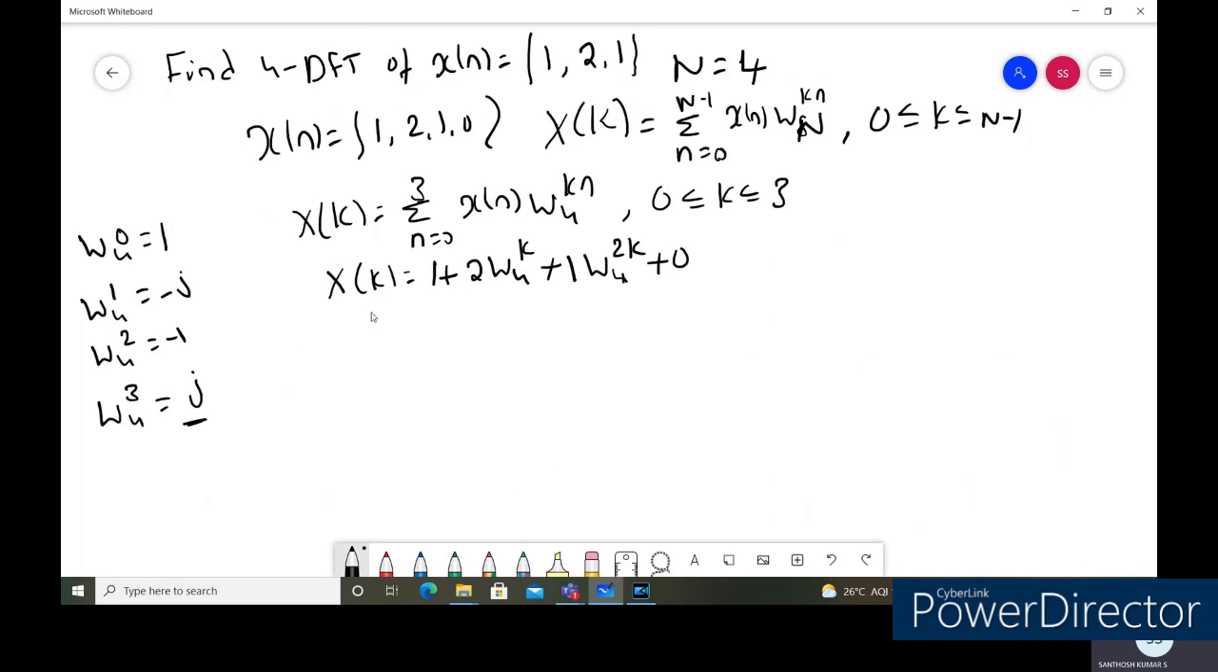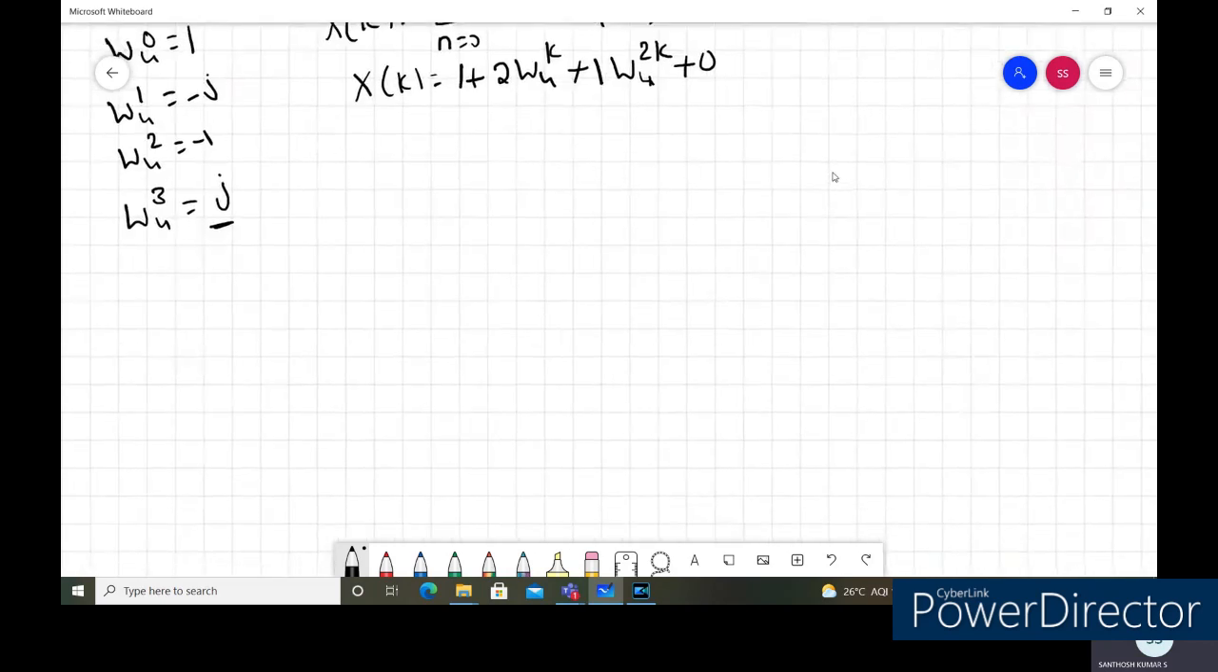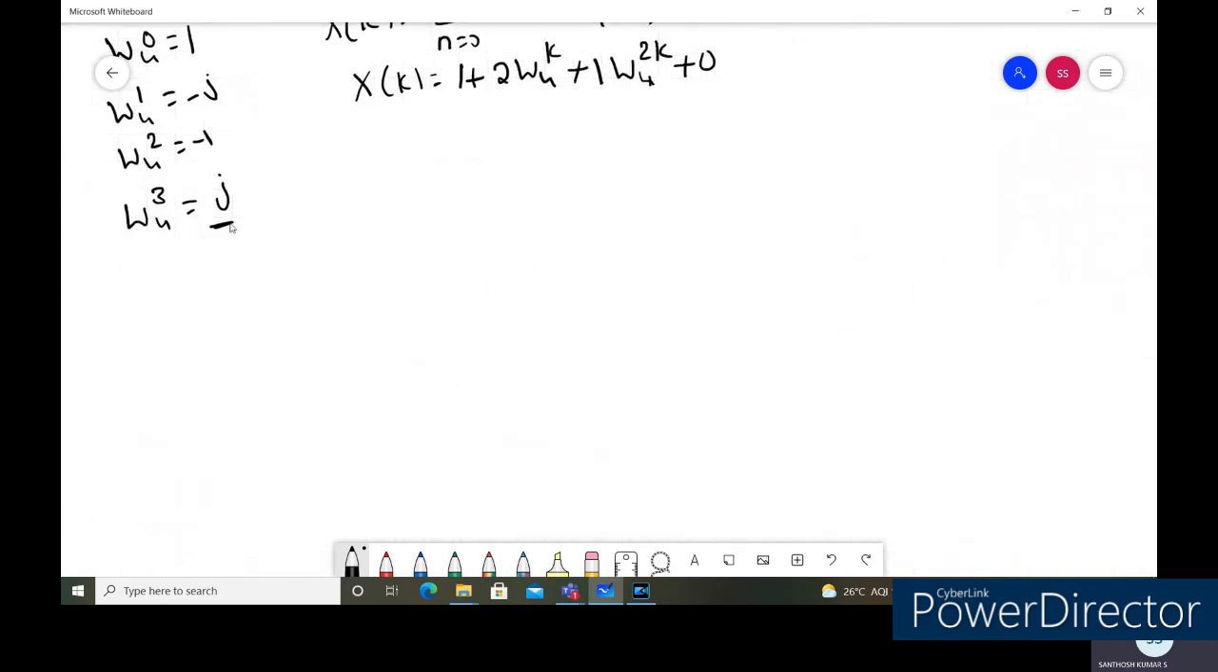Let us substitute k equal to 0, 1, 2, 3. First let us substitute k equal to 0 in this expansion. Wherever k is there, we substitute 0. So it becomes 1 plus 2 plus 1, which is equal to 4.